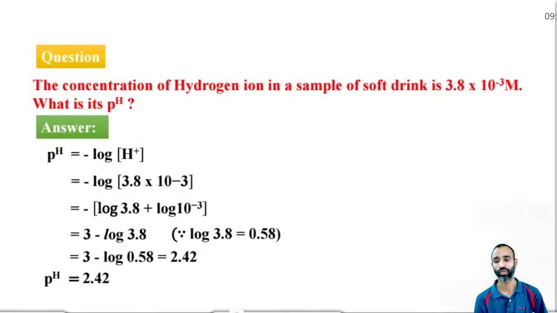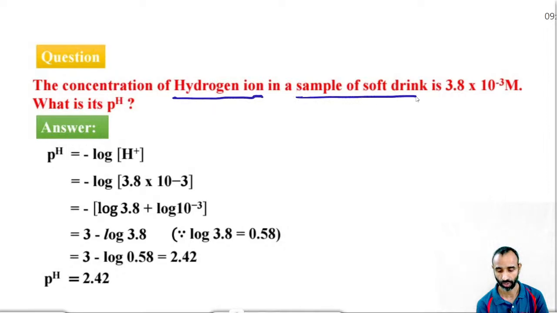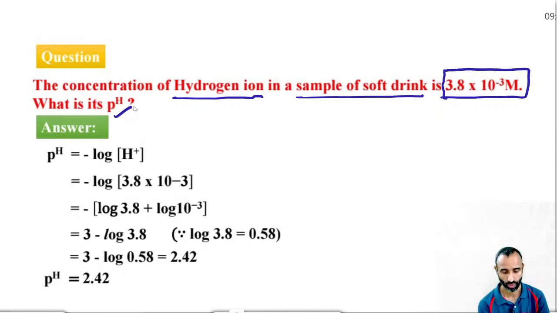So this is the question from NCERT only. The concentration of hydrogen ion in a sample of soft drink is 3.8 into 10 raised to power minus 3 molar. So what is pH? To calculate pH, we use this formula: minus log of H plus ion concentration. Obviously, hydrogen ion concentration is given to us.